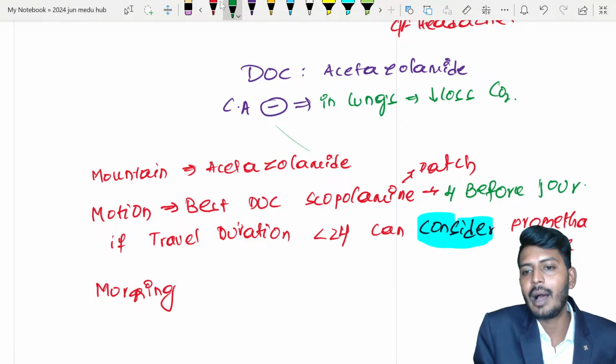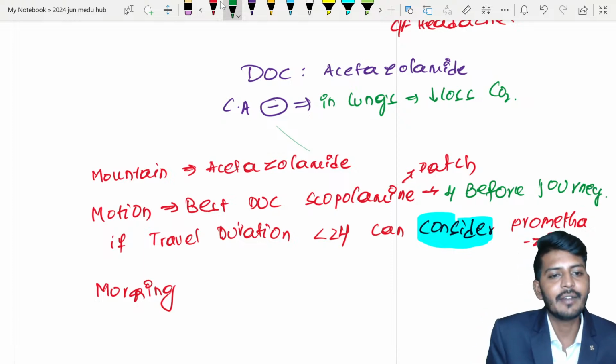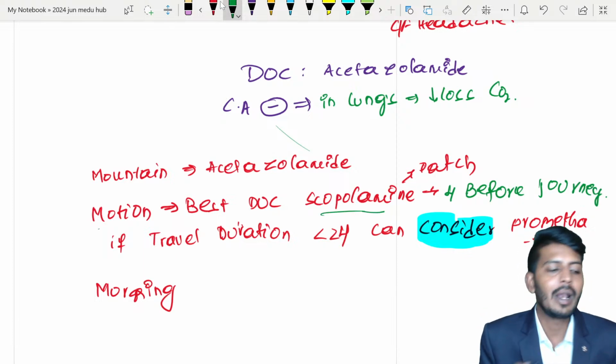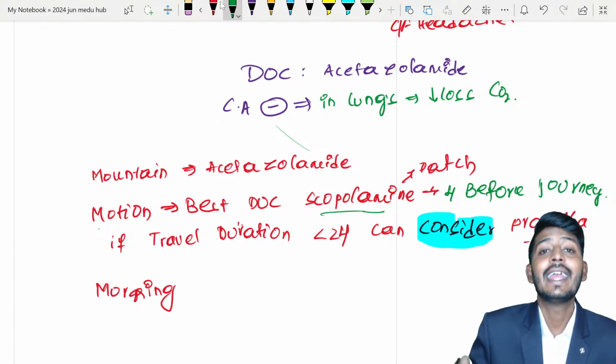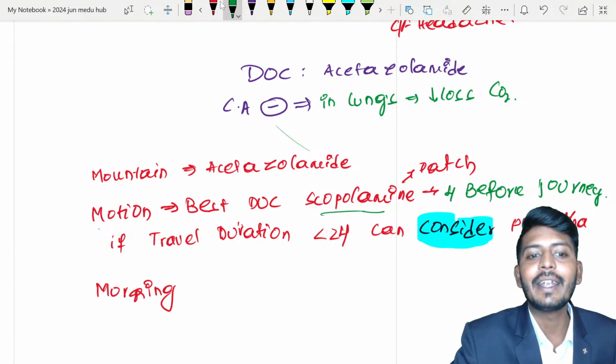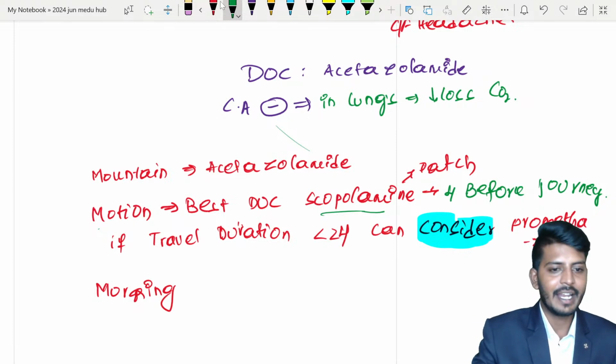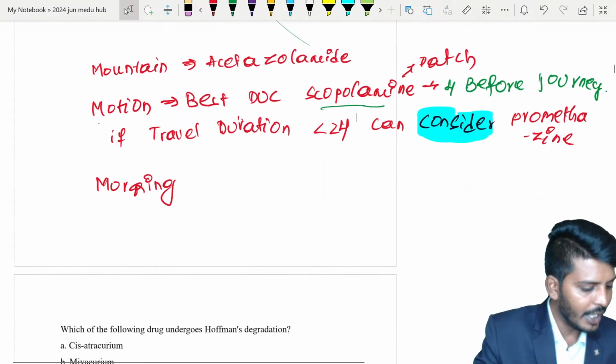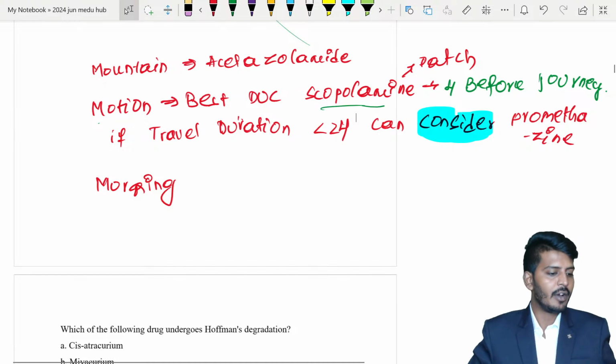The patient has to apply the motion sickness patch, scopolamine. इसका दूसरा नाम होता है hyoscine. ये कहाँ से बनता है? It is a type of plant derivative drug, sir. Plant derivative drug. Oh, very good answer. At least 4 hours before is most important.